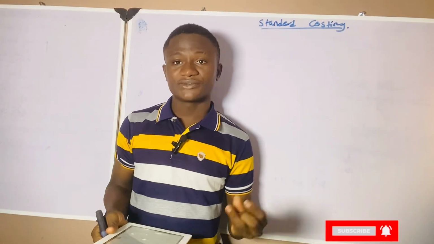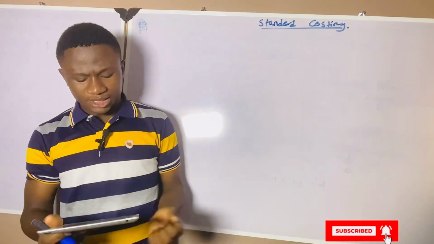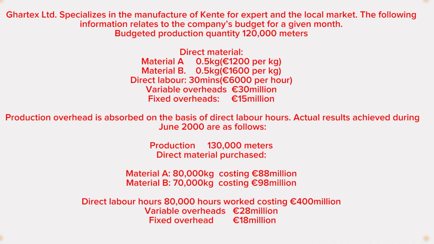So welcome back. We have a question. It says Datex Limited specializes in the manufacture of kente for export and local market. The following information relates to the company budget for a given month. Budgeted production quantity is 120,000 meters. This is the budgeted information, the standards.